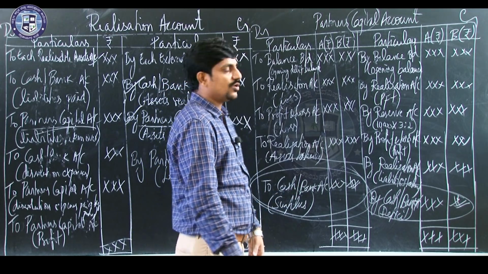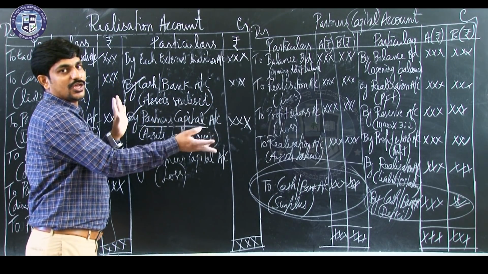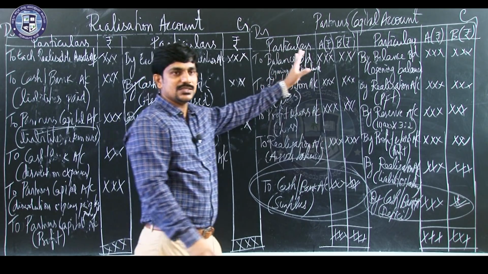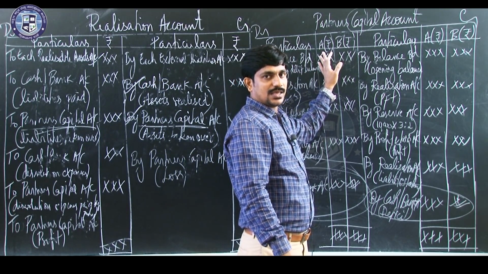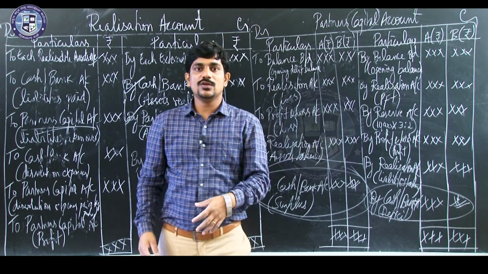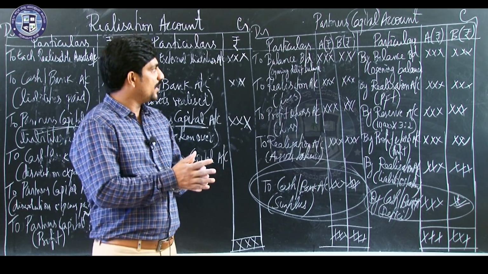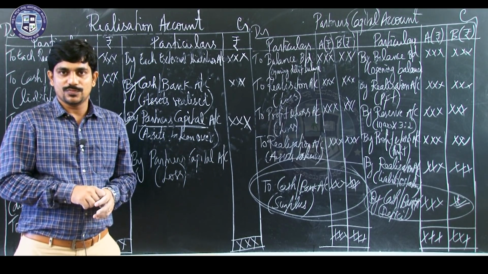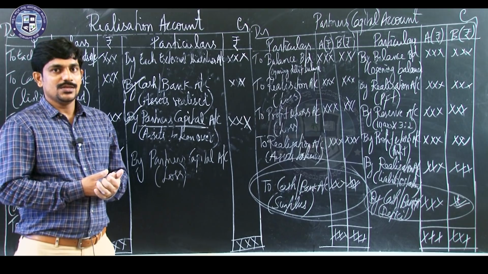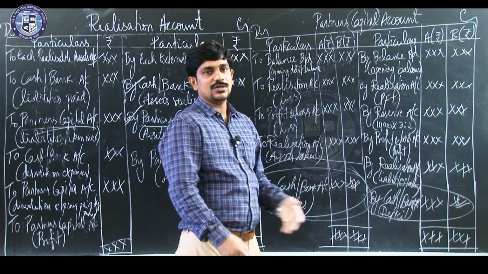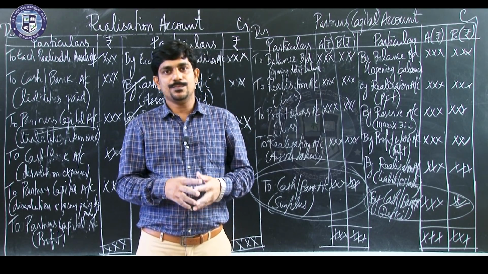Then cash or bank account is just to transfer the information about the cash to the opposite side from the realization account as well as from the partners capital account. So, when you work out the problem, you will understand it better. In the next class, we will start with problems. That time you will understand how to prepare the realization account, partners capital account as well as cash or bank account.